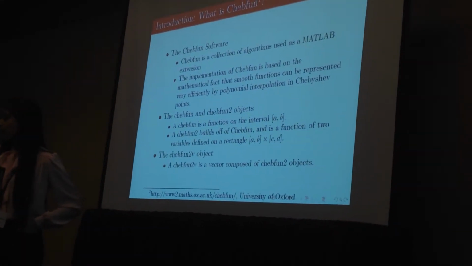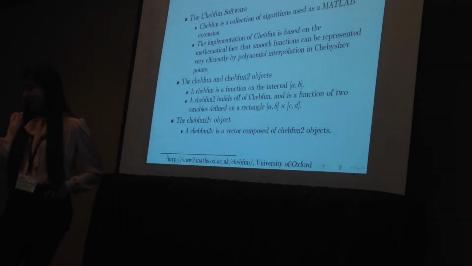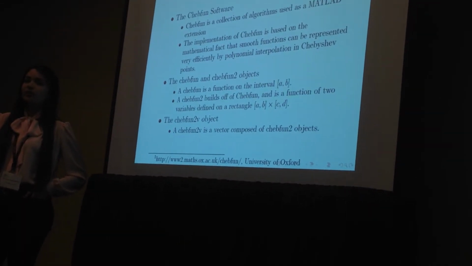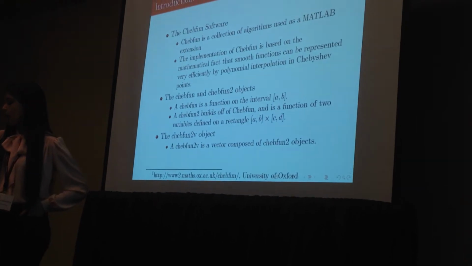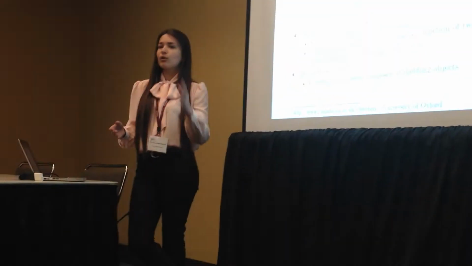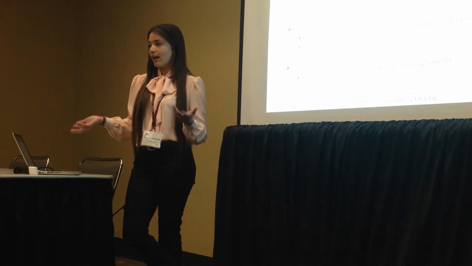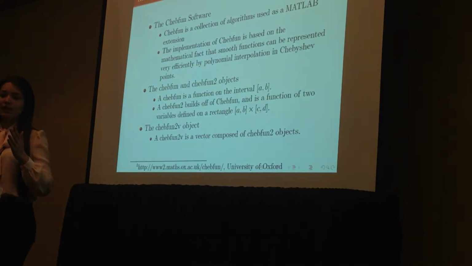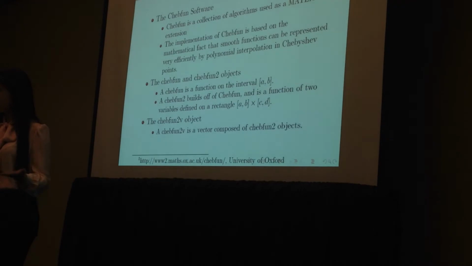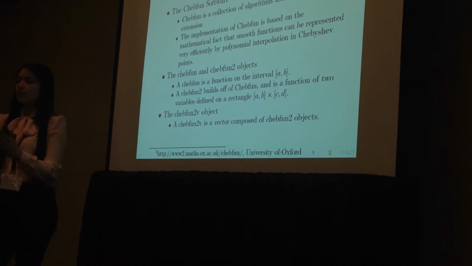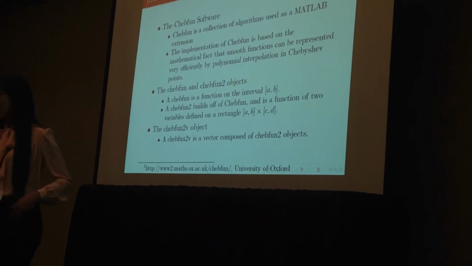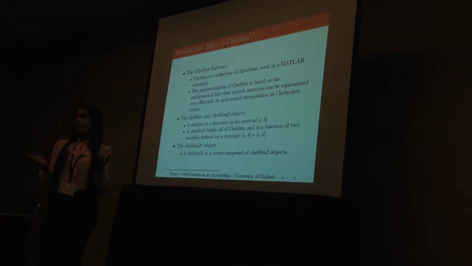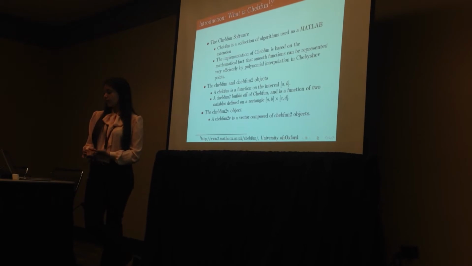Chebfun is based on the mathematical fact that smooth functions can be represented by Chebyshev polynomials. Chebfun is just on the interval from A to B, so it's just x. And then Chebfun2 builds off of Chebfun, so it's x and y, from A to B by C to D, if that makes sense. And then the Chebfun2v object is just a vector composed of Chebfun or Chebfun2 objects.